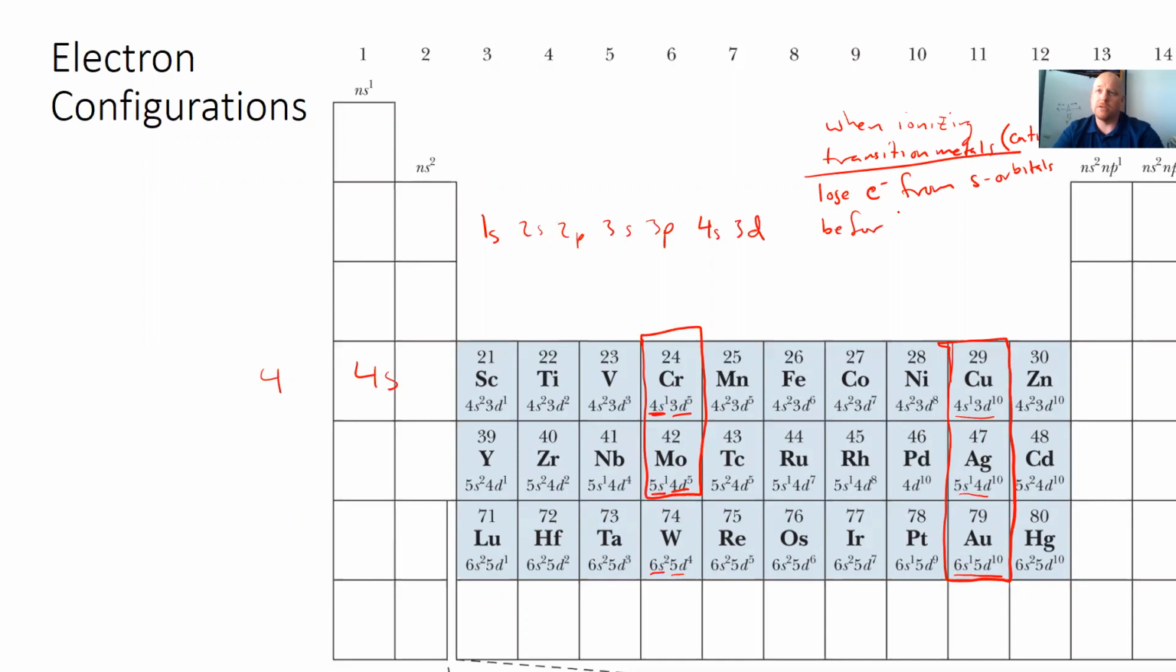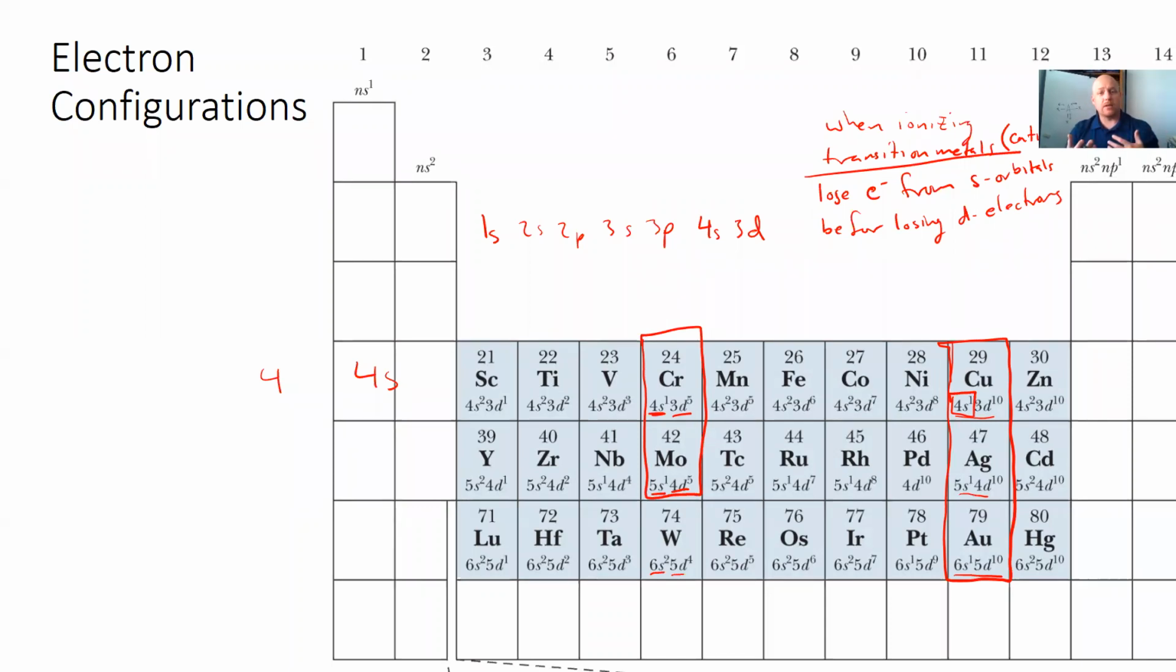Before losing the d electrons. So if you were to make copper 1, copper 1 would lose its s electron first, and you'd be left with 10 d electrons. And so that's a key to understanding the chemistry that goes on in transition metals and complex ions, is how they ionize as well. It's just knowing that they lose those electrons first.